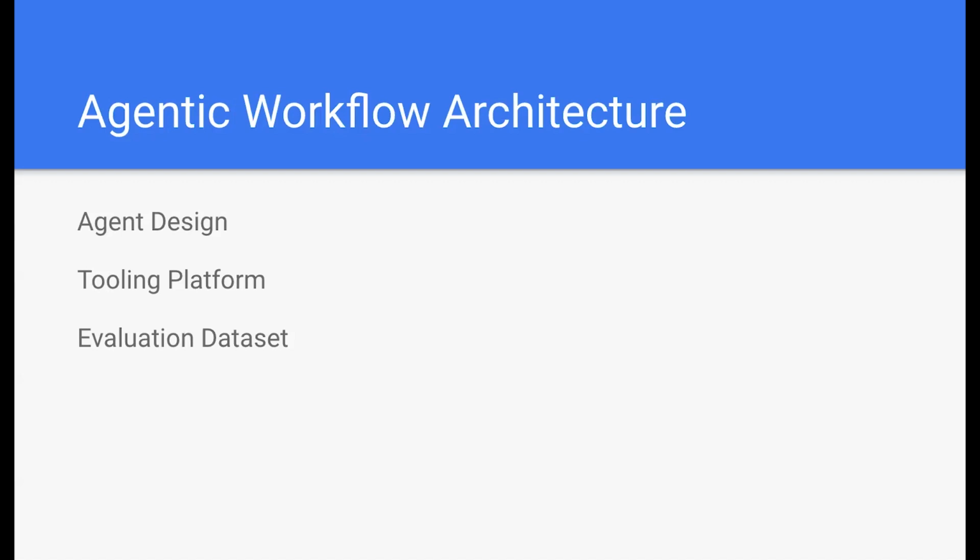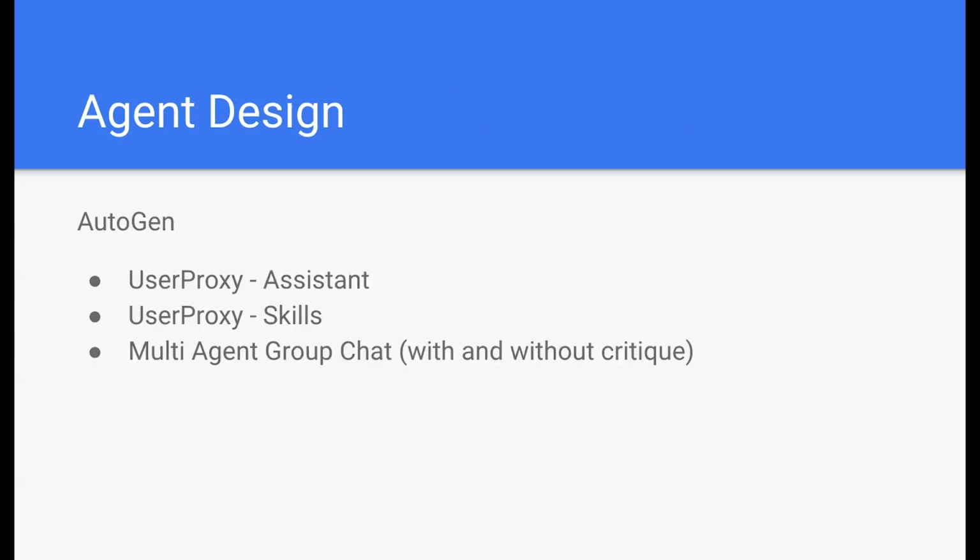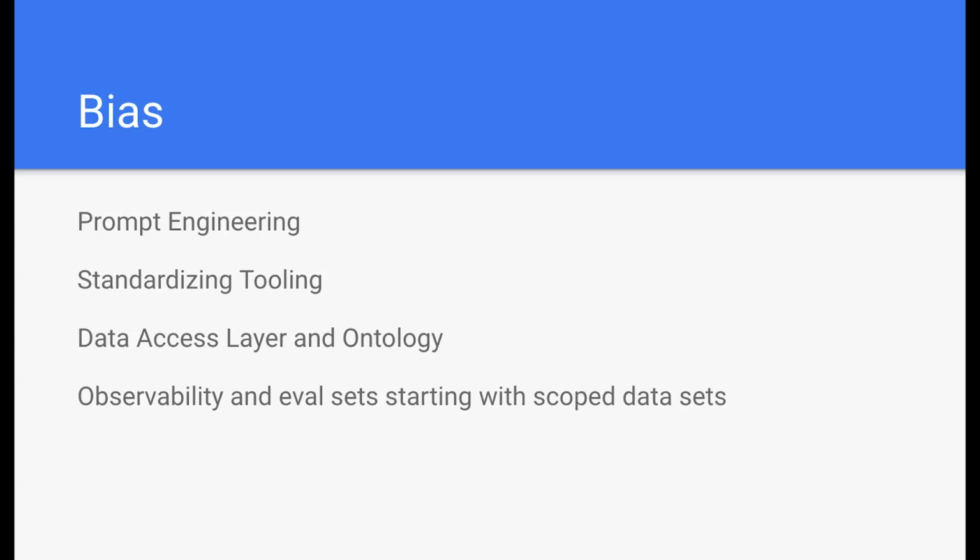And here we have a use case for agentic workflow architectures where we have different types of agent designs, different kinds of tooling platforms to play with, and most importantly, an evaluation data set that uses human curated content to figure out what common achievements need to be for a particular task. So on agent design, again, a big shout out to AutoGen, an open source framework which came out of Microsoft Research. Here we have looked at the user proxy and assistant pattern, user proxy and skills pattern, and the multi-agent group chat. These are just options that we are looking at to figure out how we can autonomize all the human workflows.